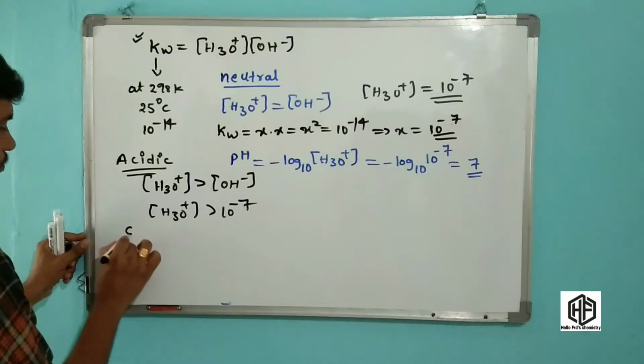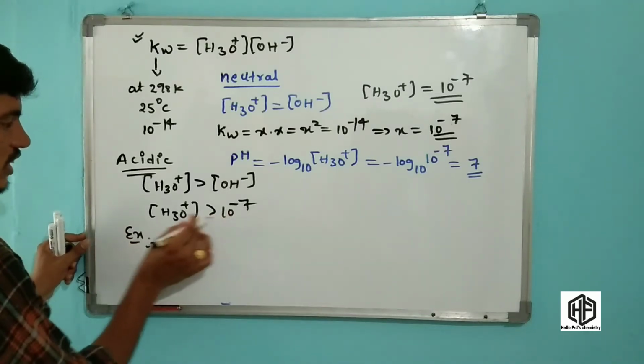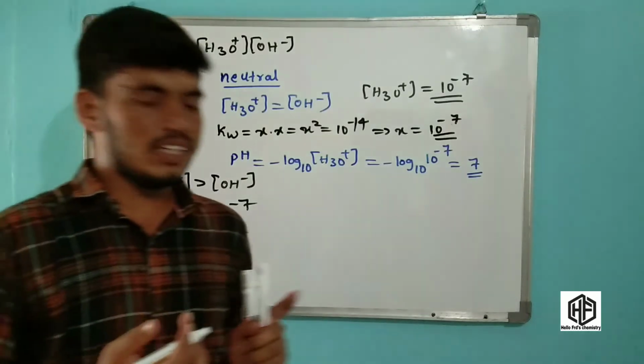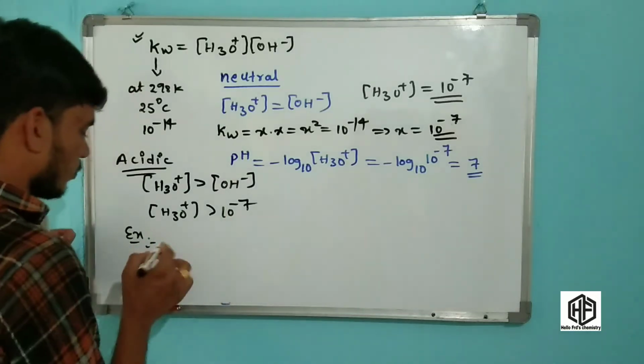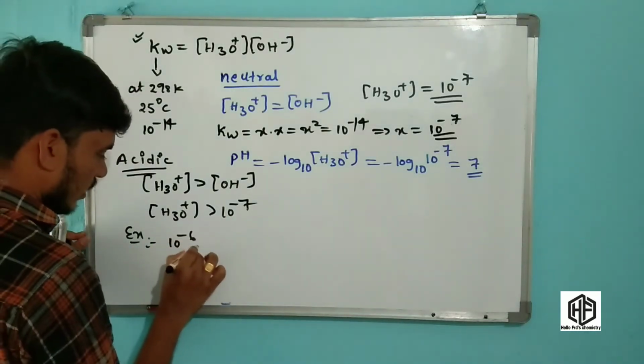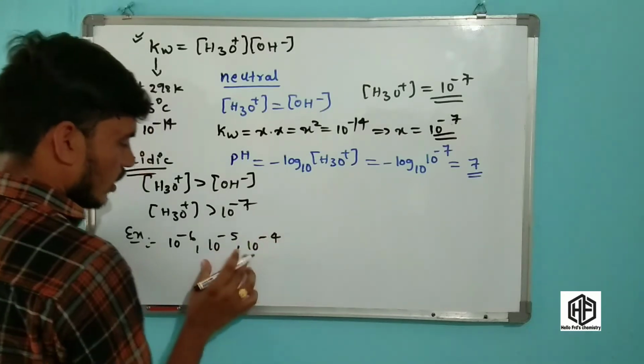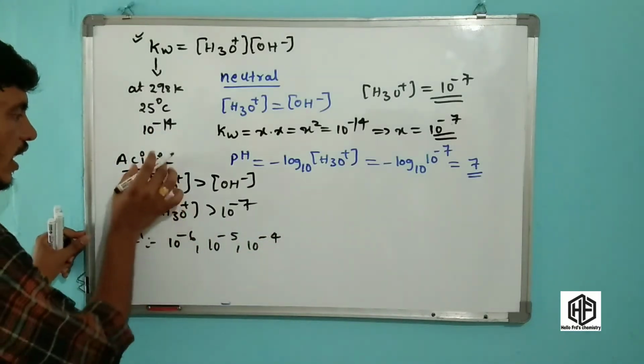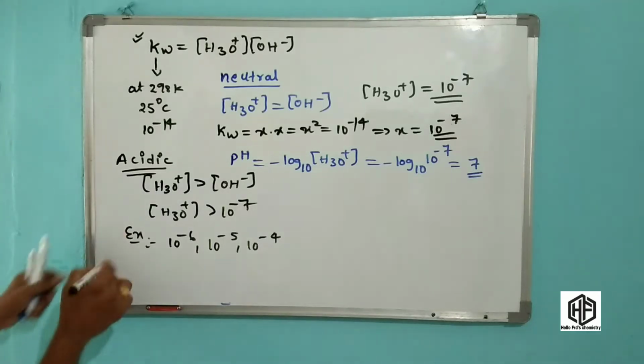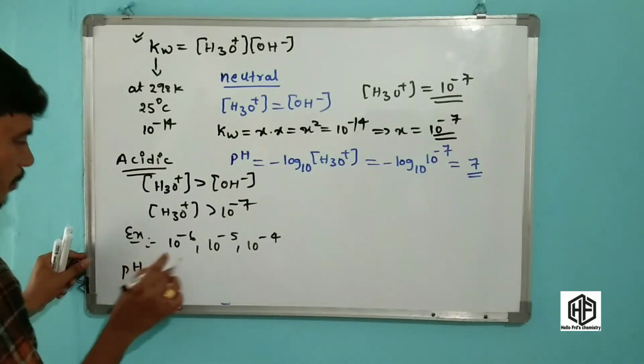Now this value is 10 to the power of minus 7 for neutral. It means 10 to the power of minus 6, 10 to the power of minus 5 and 10 to the power of minus 4 are the values present in the acidic solution. Now we have to find out the pH.